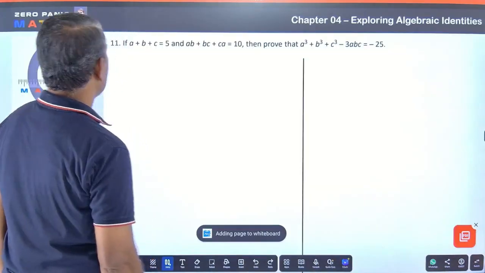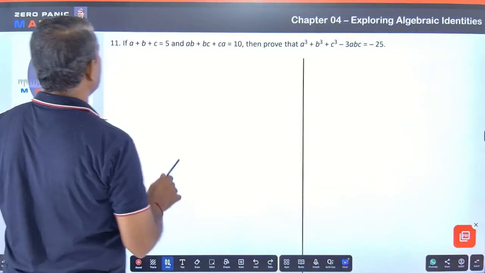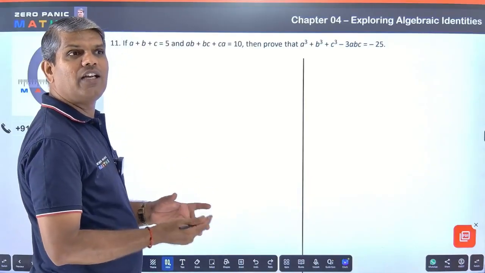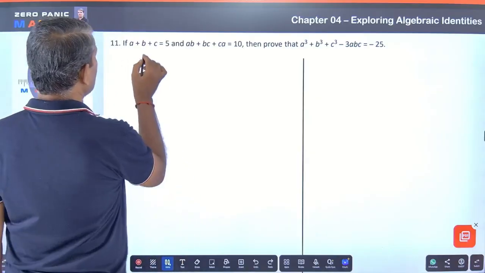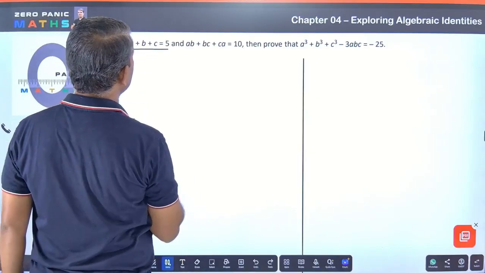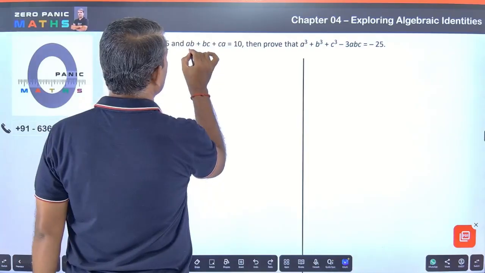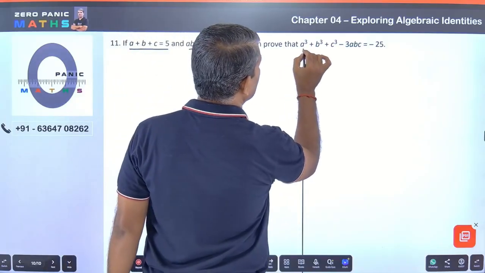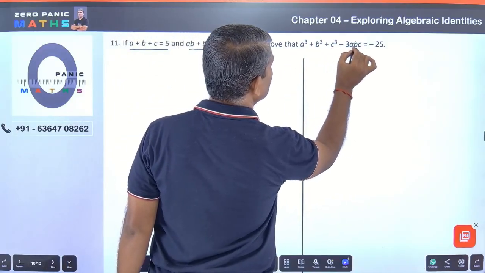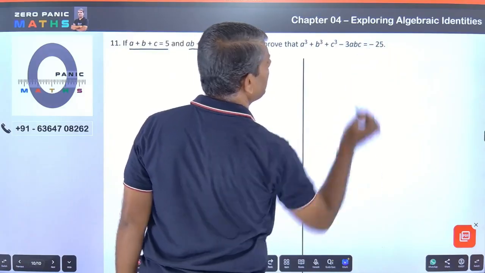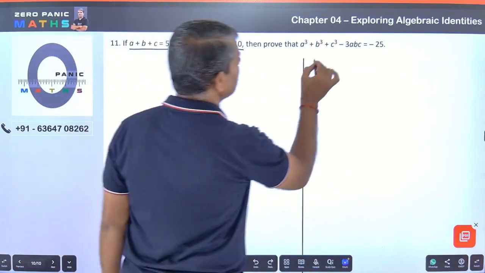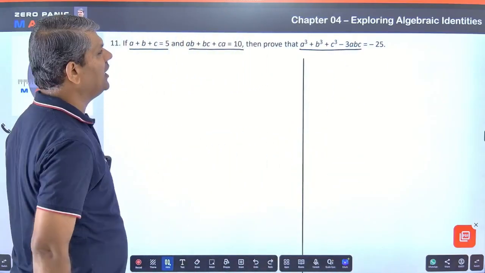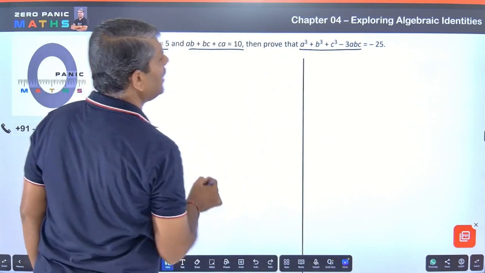Next, problem number 11. Now this is somewhat interesting because we are going to use different identities here. The given is a plus b plus c is equal to 5, ab plus bc plus ca is equal to 10. Then prove that a cube plus b cube plus c cube minus 3abc is equal to minus 25. You see that there is an identity that represents this as one part of that identity. Let us consider from there itself.